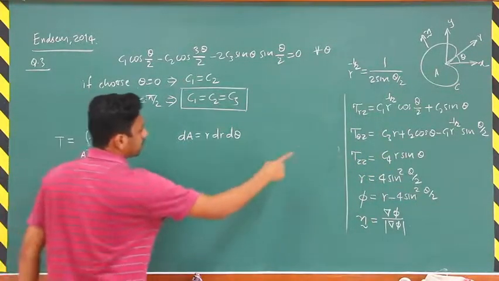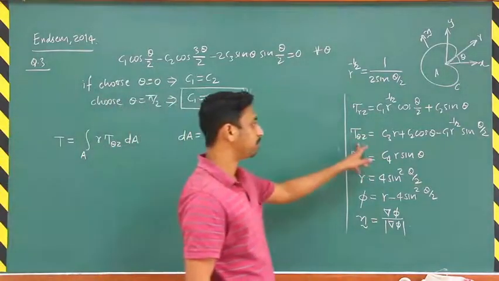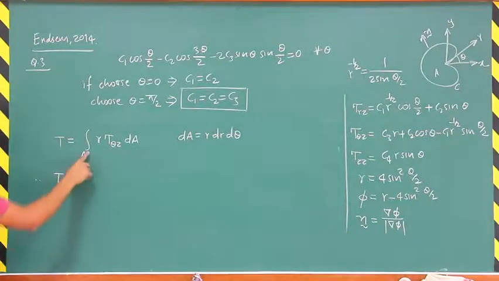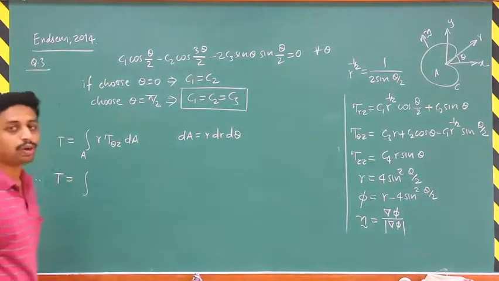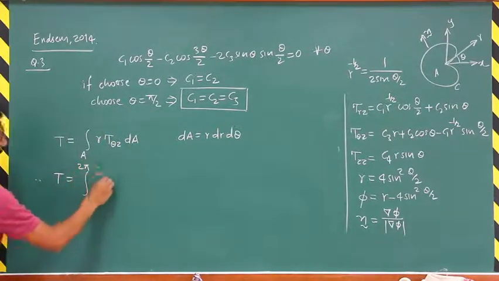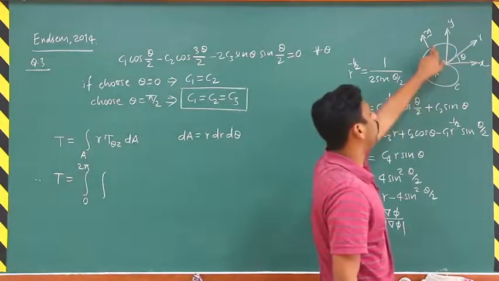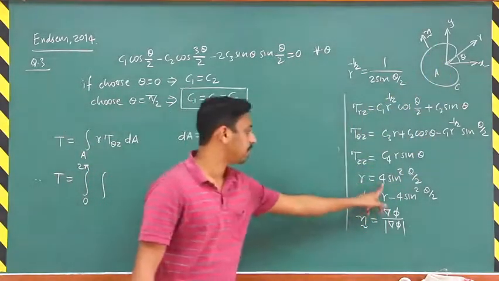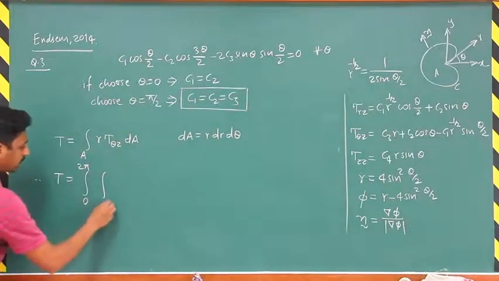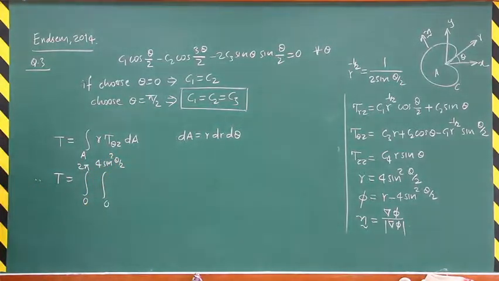Now we'll make use of this tau theta z expression from this. Therefore we get this area integration in terms of r and theta. The limits for theta would be 0 to 2 pi, and the limits for r would be 0 to the r value on the contour, which is given by r equals 4 sin square theta by 2. So the limits for the radius would be 0 to 4 sin square theta by 2. Now r.